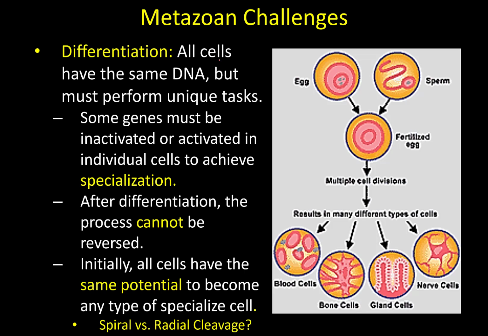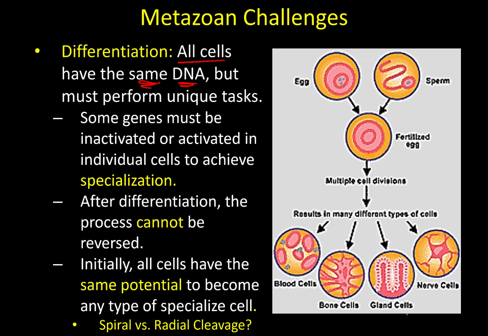Keep in mind that all cells in your body have the exact same DNA, but all your cells have to do unique tasks. So how do you get cells to do a unique job that's different from other cells when all cells have the same instruction manual, when they all have the same DNA?